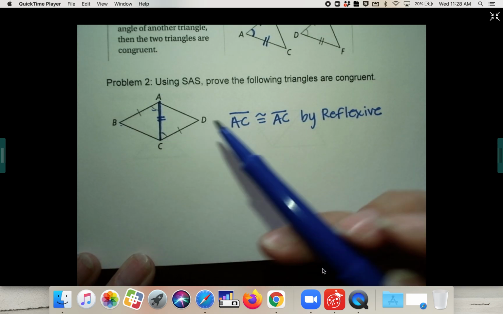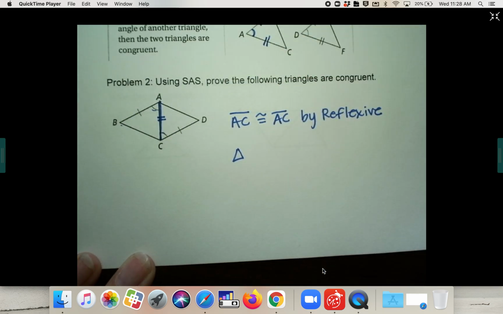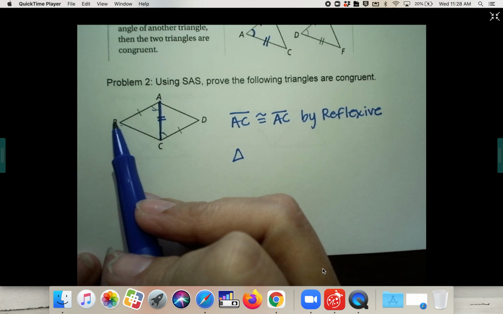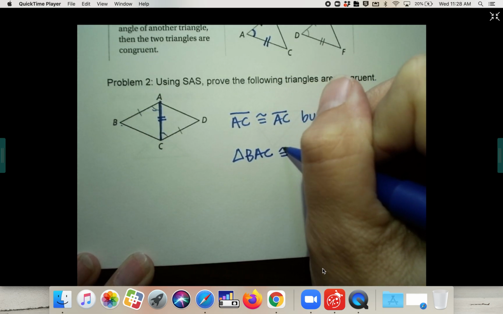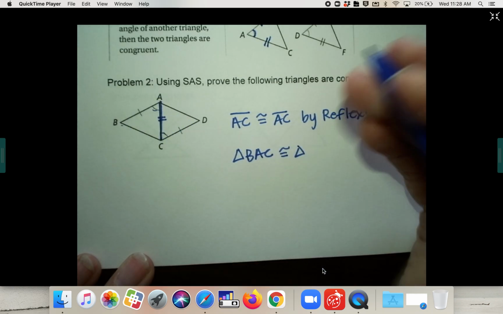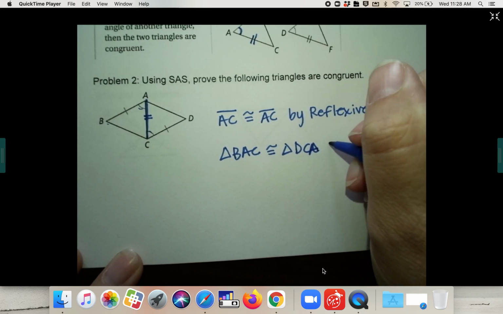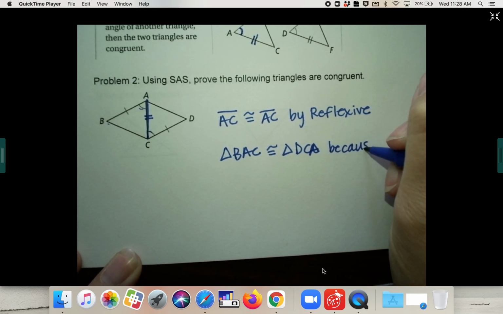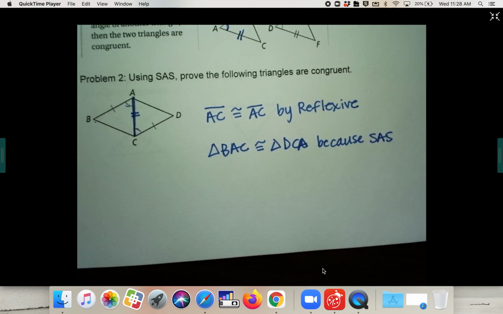So now we have proven that triangle, I'll just say ABC. Oh no, we need a side angle side. So triangle BAC is congruent to the other one in that order, which would be DCA, because we've proven side and the angle included in between, side angle side.